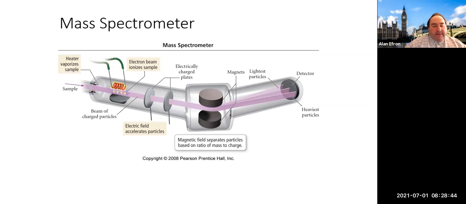Again, you basically send the sample through here. It gets ionized here, basically heated up and vaporized. It goes through an electrical field and then also goes through a magnetic field. Each of these is really going to separate them out by charges as they gain charges. As they come out to the detector, they get separated out by mass, if you will. The lightest ones are over here, and the heavier ones are over here on this side.